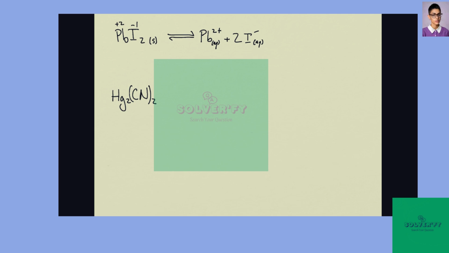If we decrease the pH of this system by adding hydronium ions, nothing would happen since I minus is the conjugate base of a strong acid. That means HI completely dissociates into H plus and I minus and has no chance of reacting back into HI.